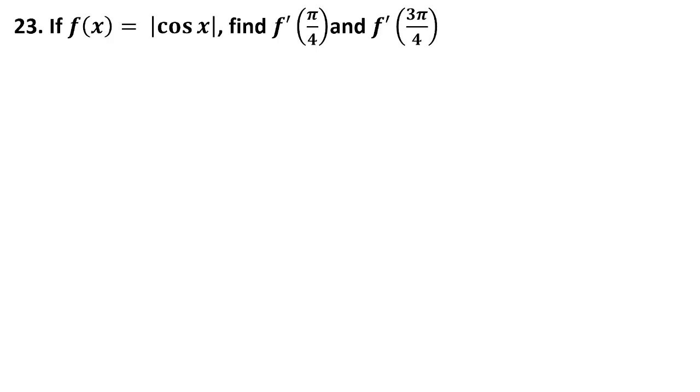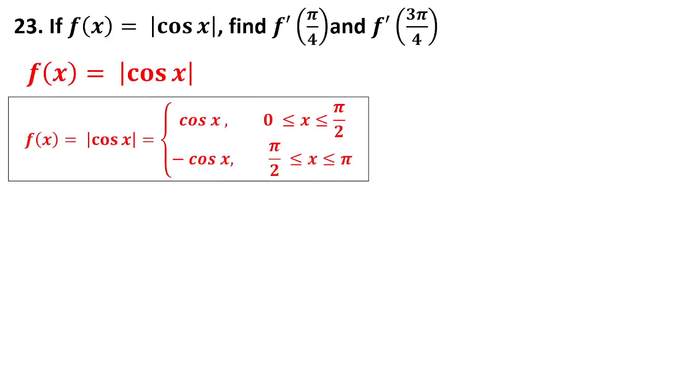Since it is a trigonometric function, we have to check the nature of cos x in the quadrants. For example, first quadrant, second quadrant, third quadrant, and so on. Therefore, this is the nature of mod cos x. Cos x is positive in the first quadrant. It will be negative in the second quadrant. Therefore, mod cos x will be minus cos x.